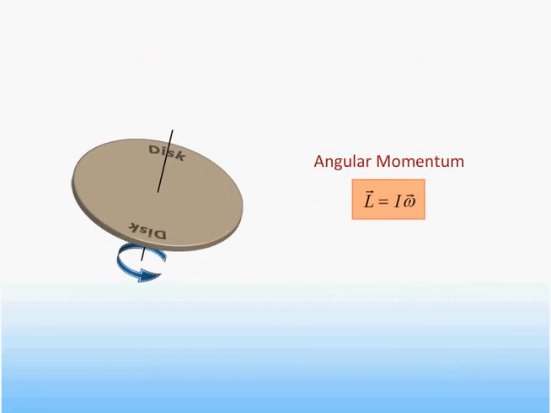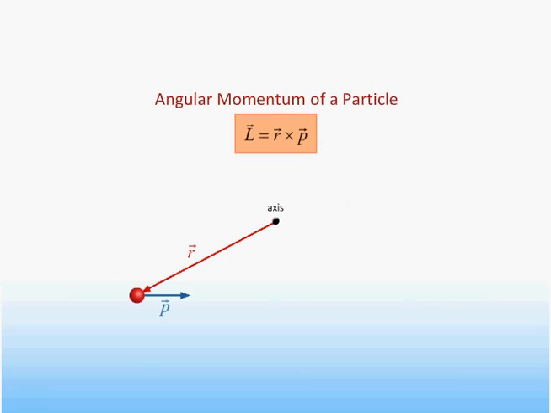To this point, we have only discussed angular momentum in the context of rotating objects. Now, the angular momentum of a particle about some given axis is defined, though, simply as a cross product of the vector from the axis to the particle and the momentum vector of the particle. There is nothing in this definition that requires the particle to be rotating about that axis.